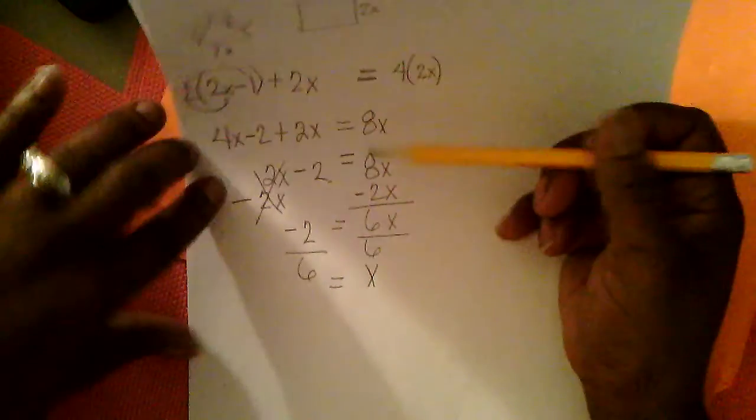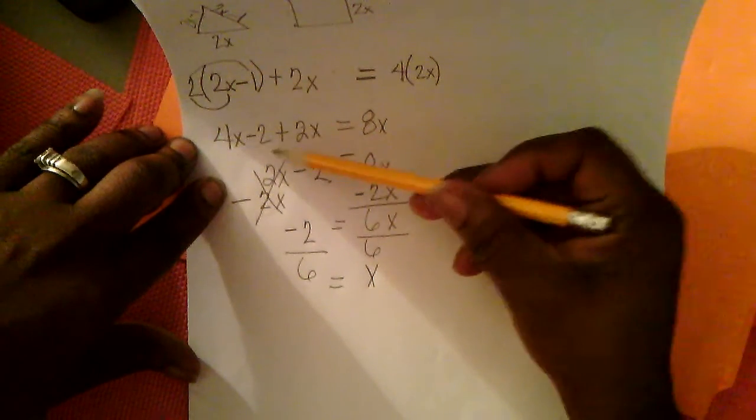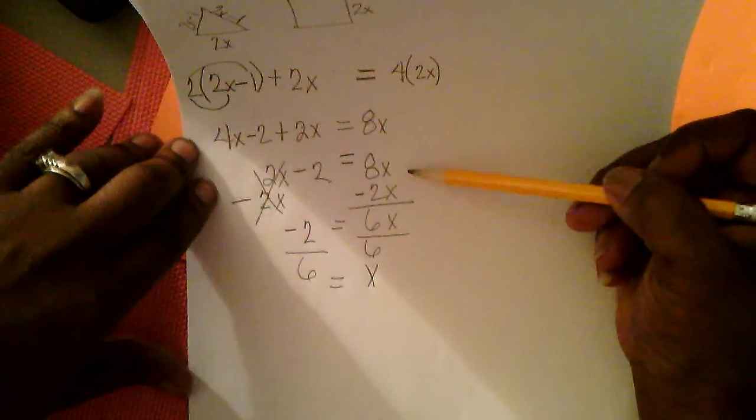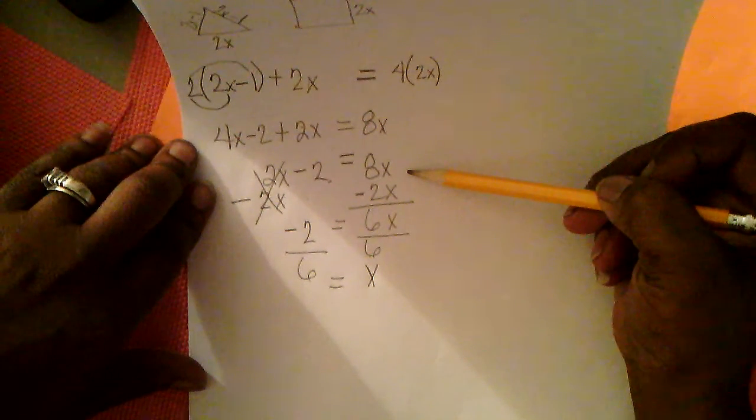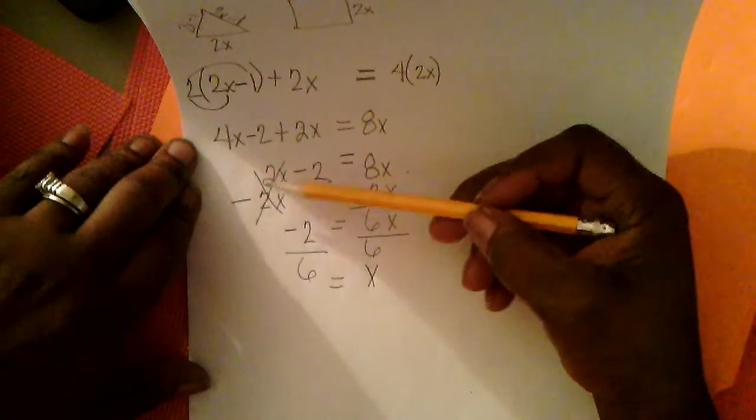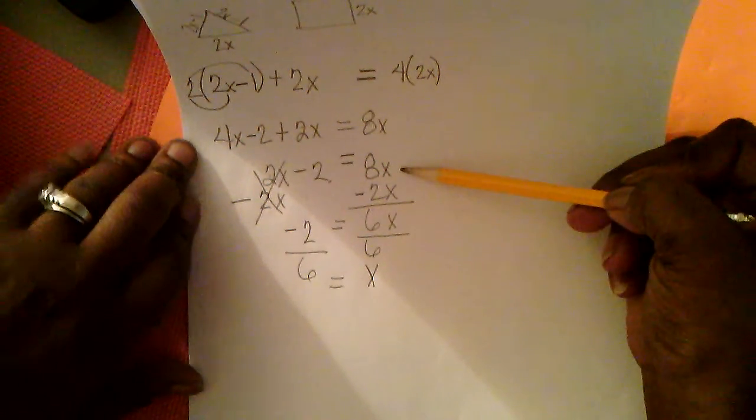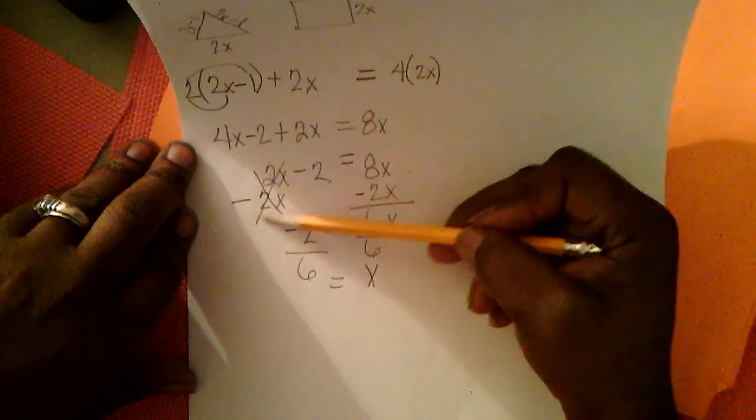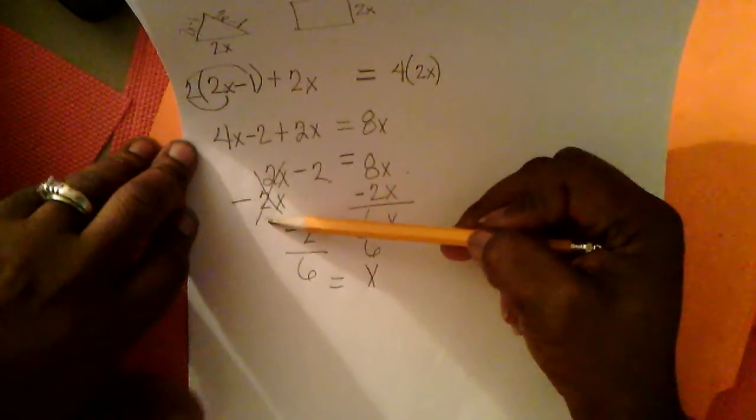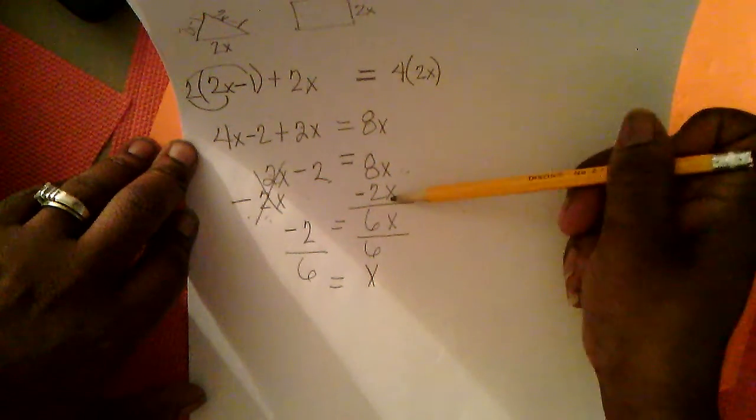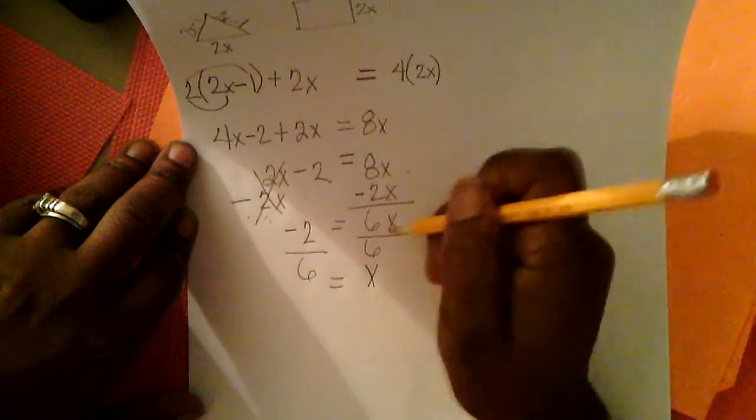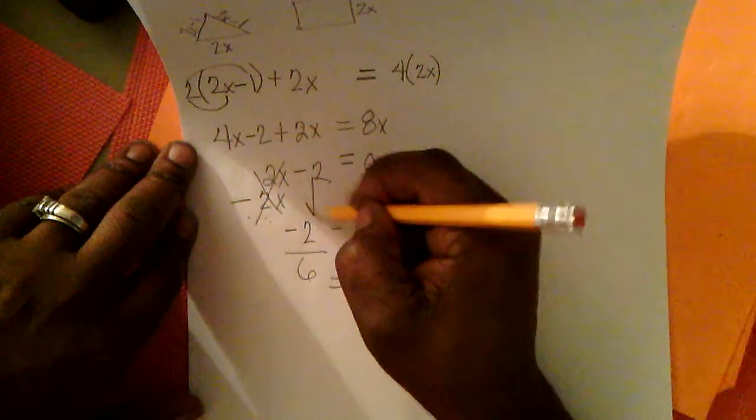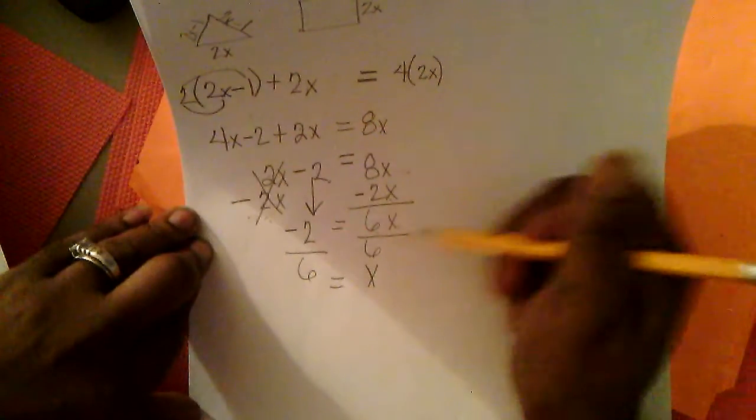All right, so we wrote up the problem. We began to solve, trying to collect our like terms to one side of the equation. So we move 2x to the 8x side. To do that, you do the opposite. It was addition, so we're going to subtract. So if we subtract here, we have to subtract here. So then once we subtract, 8 minus 2 gives us 6. So we have 6x. We bring our negative 2 down. So now we have negative 2 equals 6x.